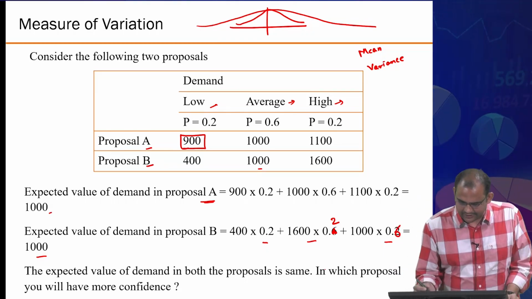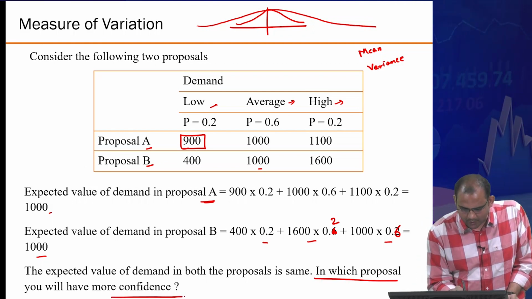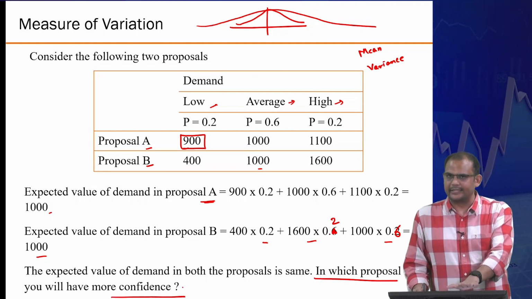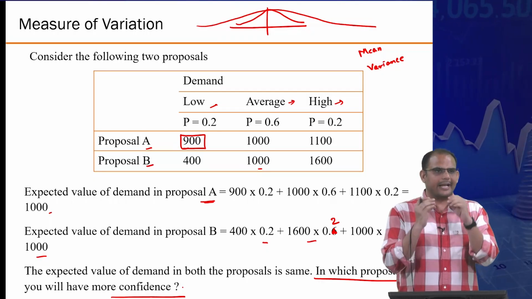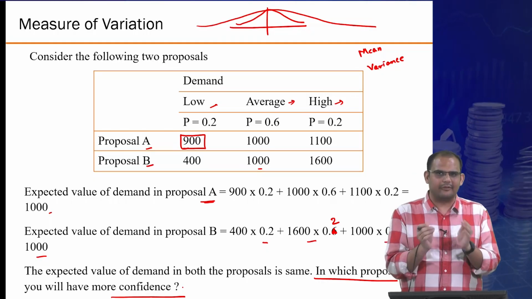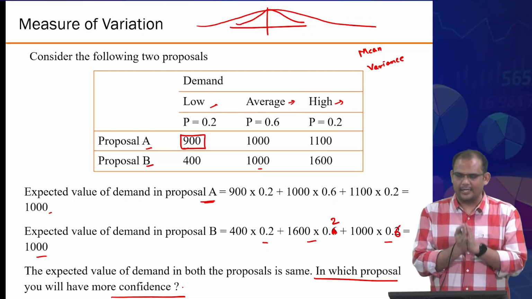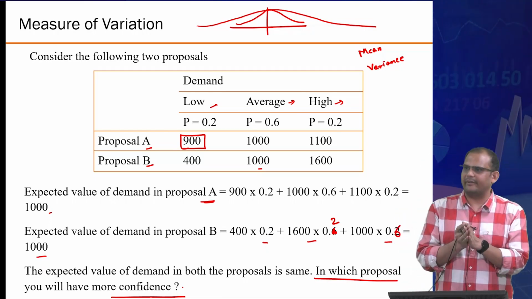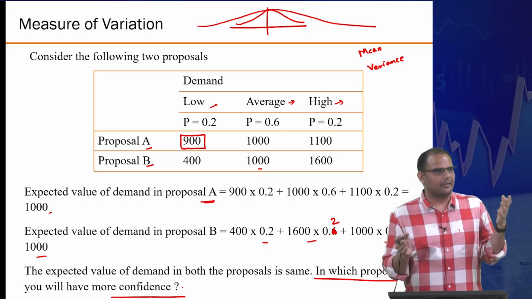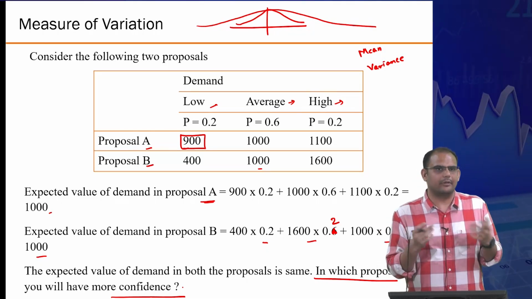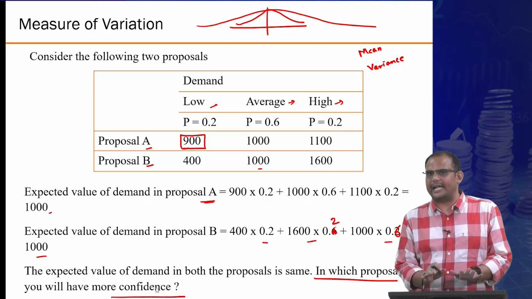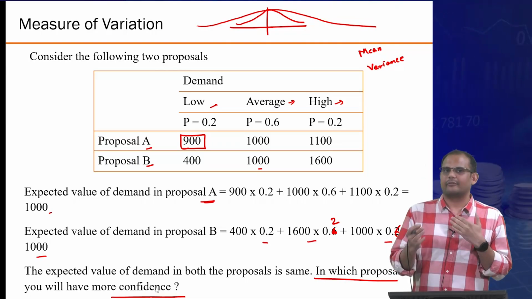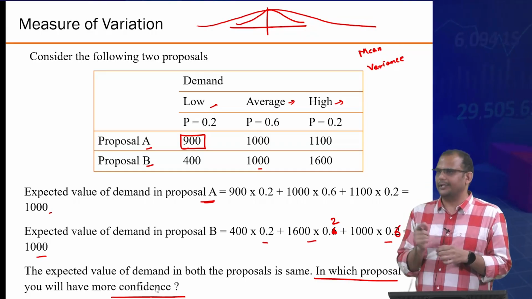But in general, you are going to have more confidence in proposal A, because the values are still staying close enough. You can expect that whatever the value, it will still be much closer to 1000 compared to proposal B, where the value could be anywhere between 400 to 1600 and you will be stuck with it, right? So confidence-wise, proposal A gives more idea. Which one is acceptable depends on you.